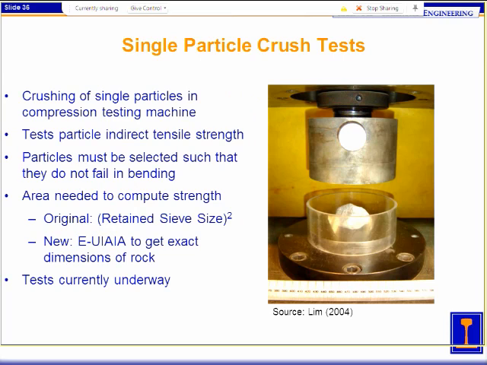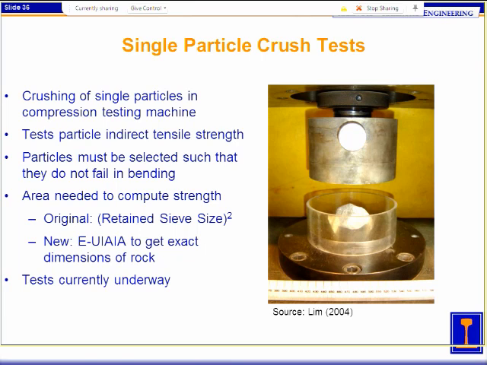So here we go, single particle crush test. We just got these underway a week or two ago, so we don't have any results to show just yet, but want to at least go over it. So this is something new we've started. This is literally, as the name suggests, you are crushing a single particle of rock in a compression testing machine. We're using the Forney machine down at Newmark for testing. And these actually test the indirect tensile strengths of the rock.